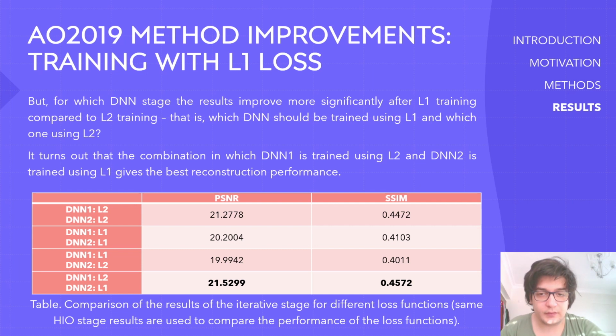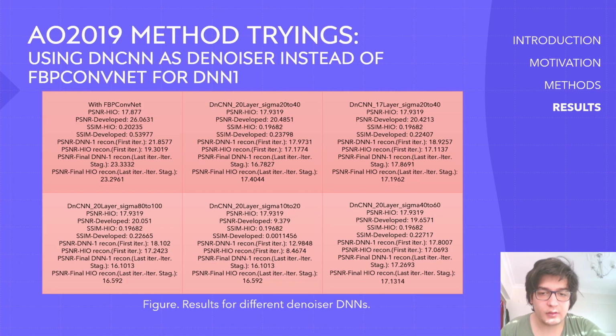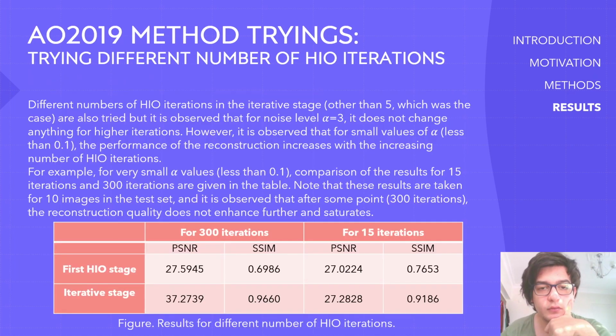As you can see from this table, the best combination is to use L2 loss for training of DNN1 and L1 loss for the training of DNN2. And you can see from here visually. I also tried using different denoiser architectures instead of DnCNN for DNN1, but the results were not very promising. They were not different, and I didn't continue to try different denoisers.